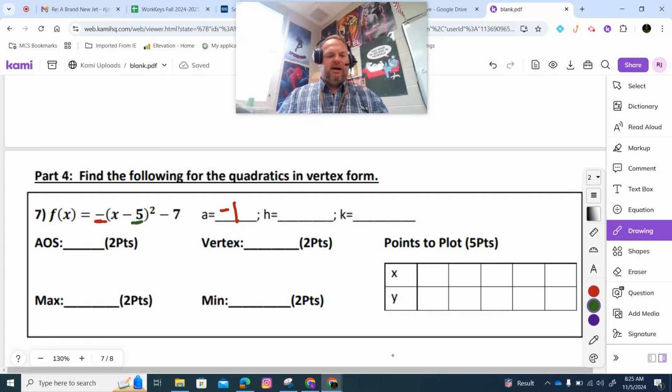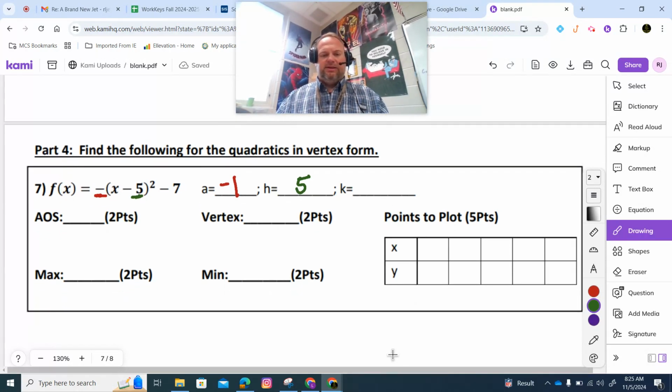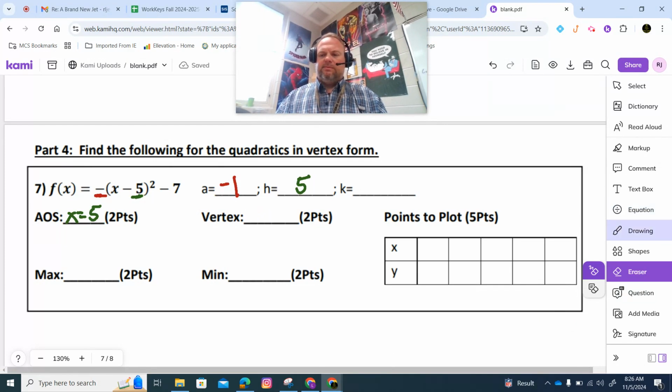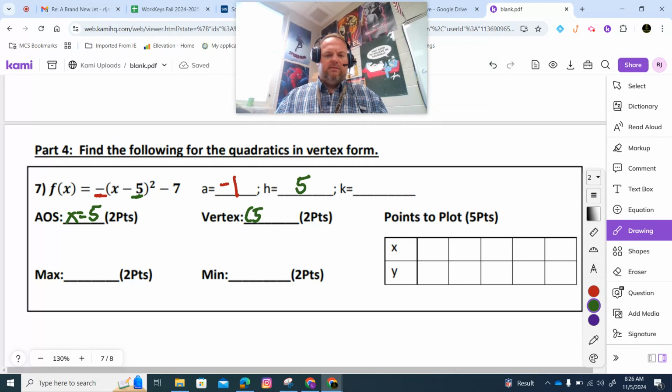Alright, so H is the opposite of that. So 5. Notice, there's no point value here, but this helps set up everything else. So I am going to pay attention to this. Alright, so this is x equals 5. 5, and then 5 in the middle. That's not blue. Yeah, it is. K is negative 7, and negative 7, negative 7.